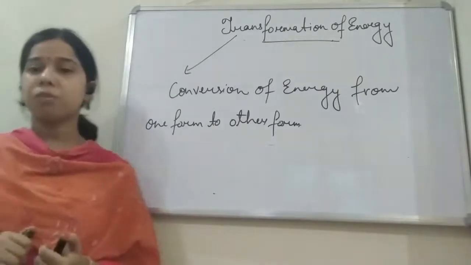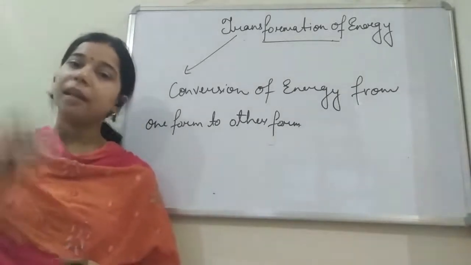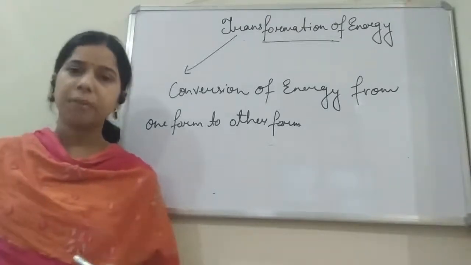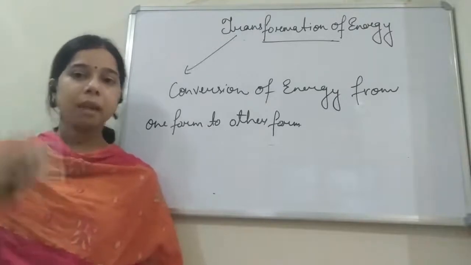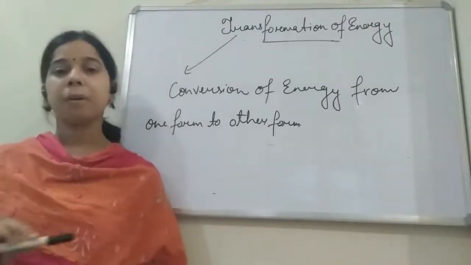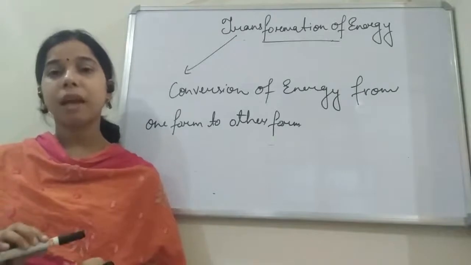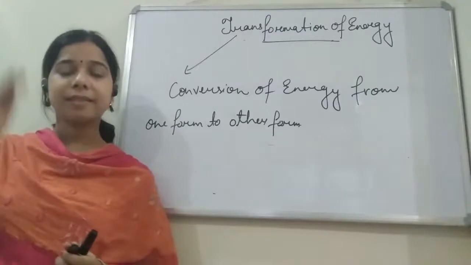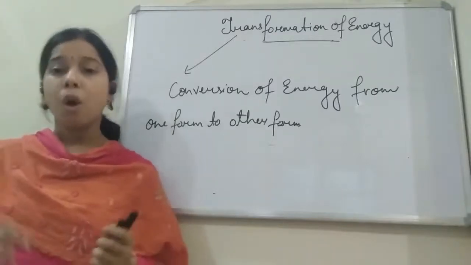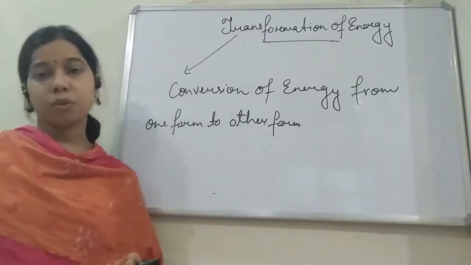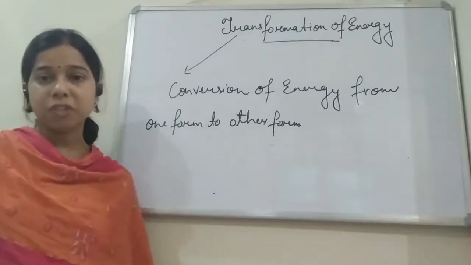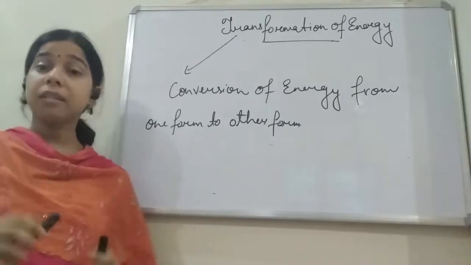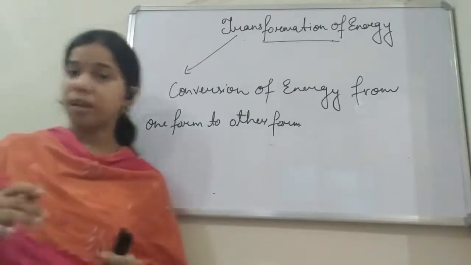Like, suppose a ball is lying on the roof of a building. If it is lying on the roof of that building, then what will happen? You will see that since it is present at a certain height and at a rest position, there is a change in position from the lower to the higher end, so it has a lot of potential energy.